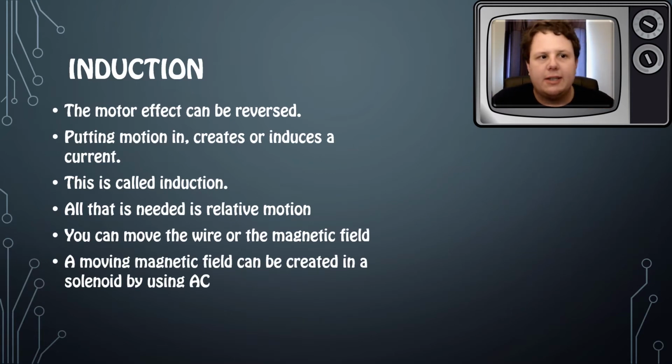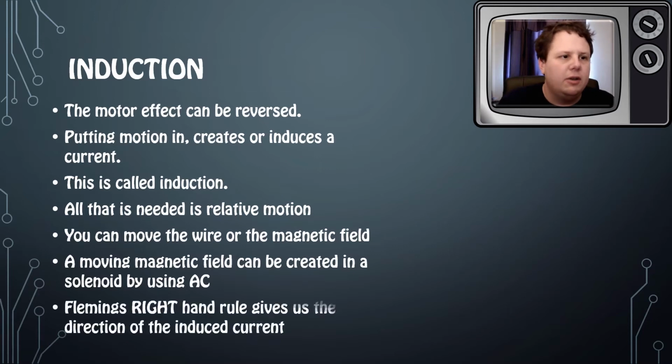A moving magnetic field, we can also create in a solenoid if we use AC, alternating current, where it flips backwards and forwards. Doing this, we can actually create a moving magnetic field inside a solenoid.